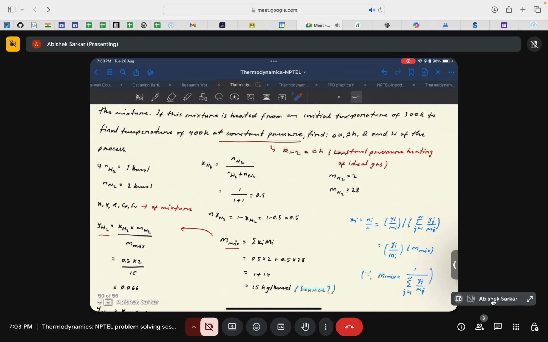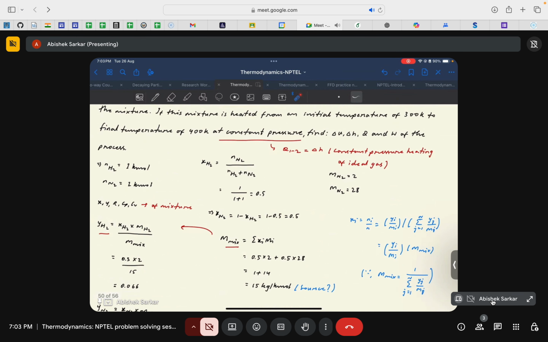We know that the molecular weight of hydrogen is 2 and the molecular weight of nitrogen is 28. Not to get confused with the atomic weight, because atomic weight of hydrogen was of course 1, but since we are dealing with hydrogen molecule which exists in H2 form, that's why its molecular weight is 2.